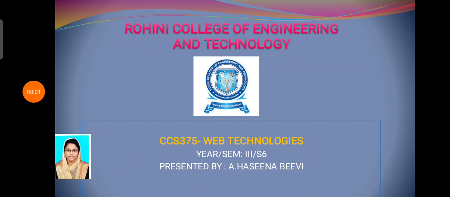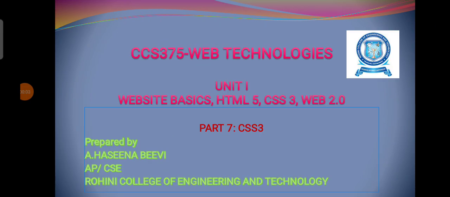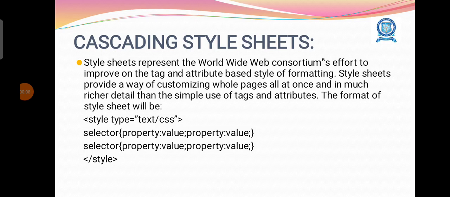Hello everyone. This is the video lecture on the topic CSS3 from the first unit of Web Technologies. CSS means cascading style sheets. The style sheets represent the World Wide Web Consortium's effort to improve on the tag and attribute based style of formatting. So we can provide many styles to our web page with the help of cascading style sheets.